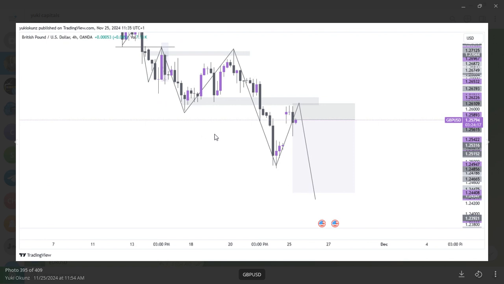This was the first trade idea I had on GBP USD. As you can see, price was creating bearish structure. We had a high, a low, a lower high, a lower low, a lower high, a lower low. So the normal expectation is for price to come back to the lower high to continue the lower low. That's the expectation. And we had this clean break and retest zone right here.